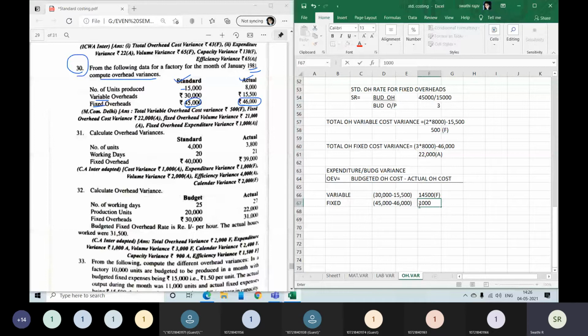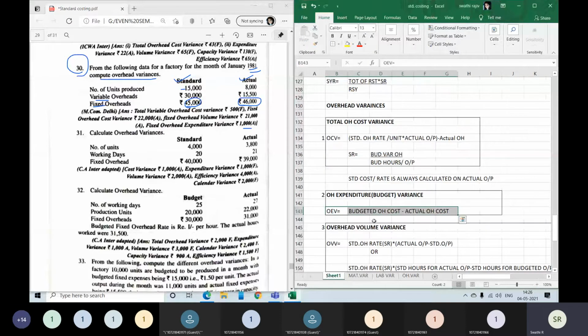So this is 1000 adverse. Alright. So budget variance, remember, you don't have to do anything: budgeted overhead minus actual overhead. Read the question and you just write the answer. You will get the answer. They have found out fixed overhead alone. They didn't find out this. But we'll find out for everything. Now the next overhead is our volume variance, overhead volume variance.